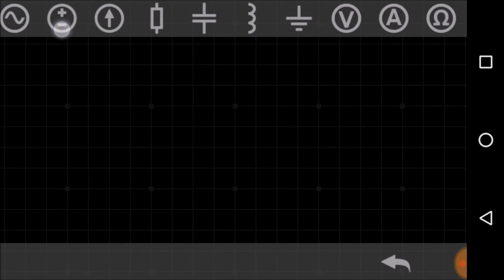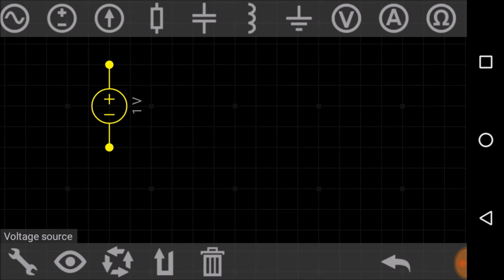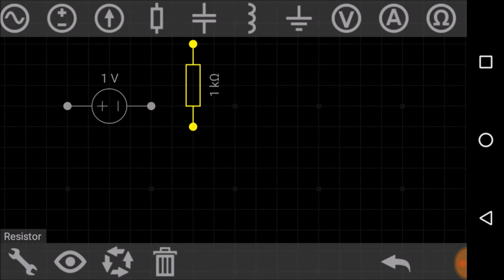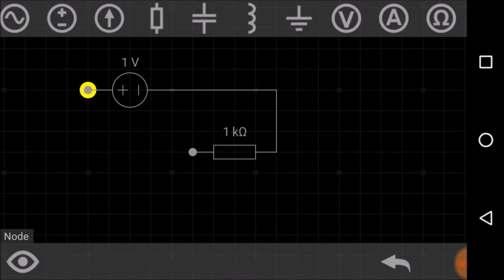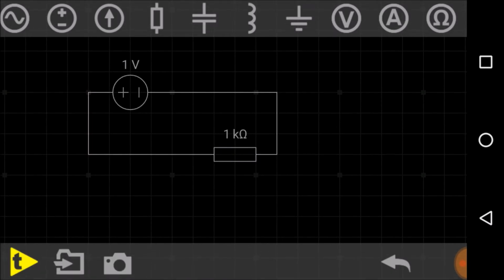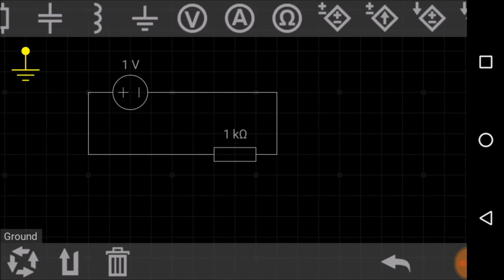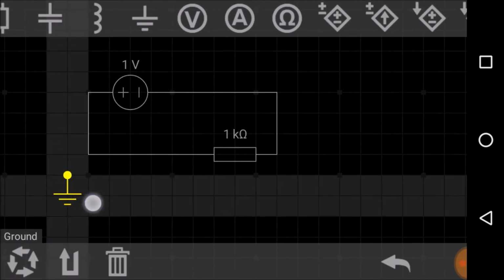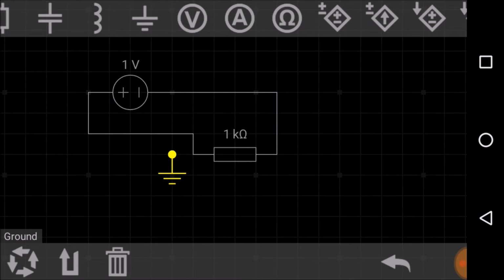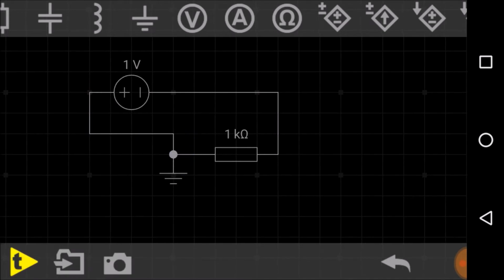First of all, I need a voltage source. I can rotate it from here, and one resistor, and now connect these two. Now I need a ground. Okay, now our circuit is ready. Let's simulate it.